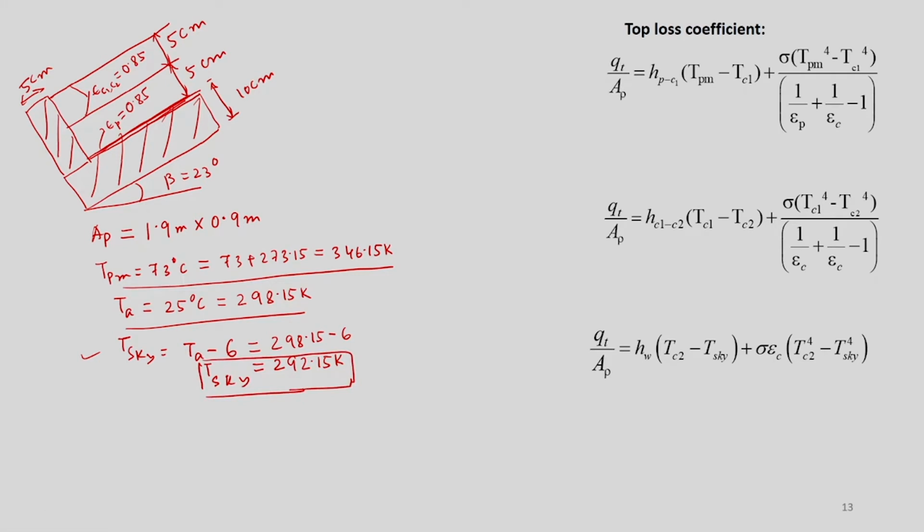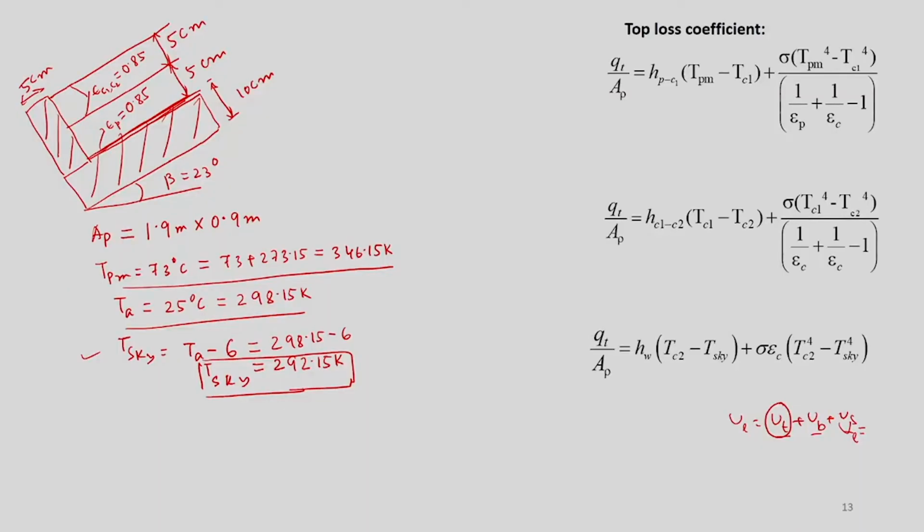Now, first we need to calculate the top loss coefficient, and only then can we calculate UL. Because if we are interested in UL, we need UT plus UB plus US, so all three parameters are required. Okay. Let us first calculate this UT. The technique we are going to use here is trial and error. Okay. It is an iterative technique. We have correlations to get a direct result for UT, but first let us understand how this can be calculated by using this iterative technique. Okay.